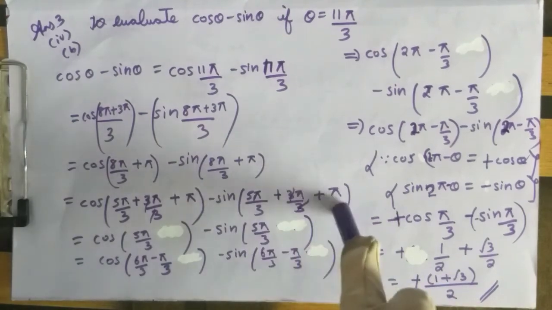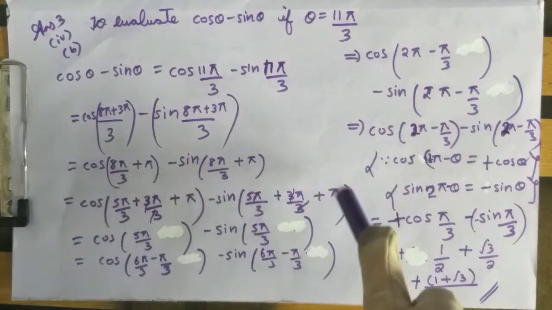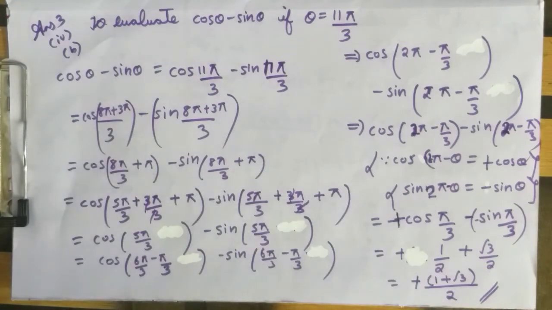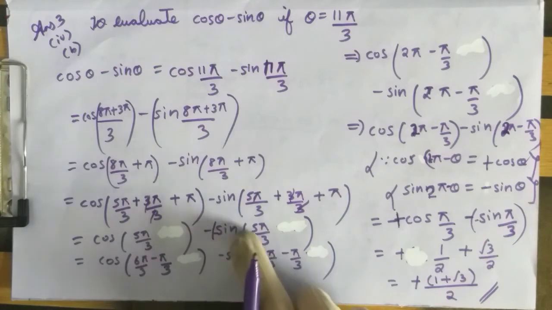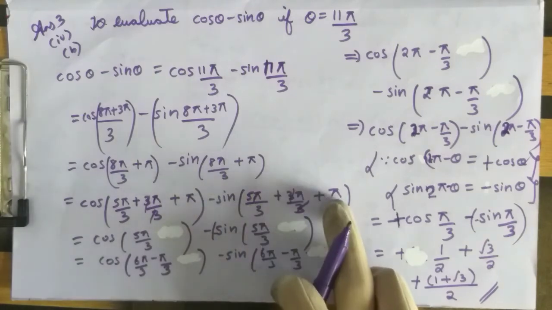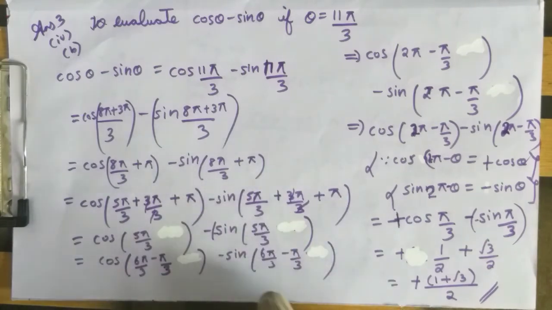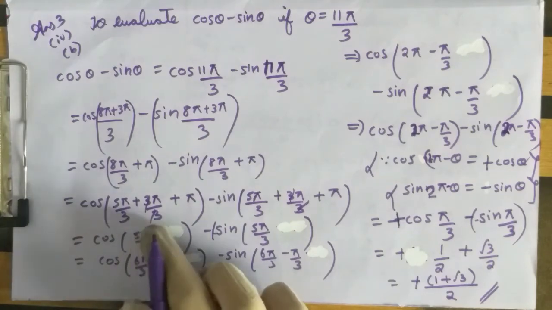What is sine 2 pi plus theta? Sine 2 pi plus theta is sine theta. So I'll have minus sine 5 pi by 3. Now 5 pi by 3 is not a quadrant angle, so again I'll expand 5 pi by 3.